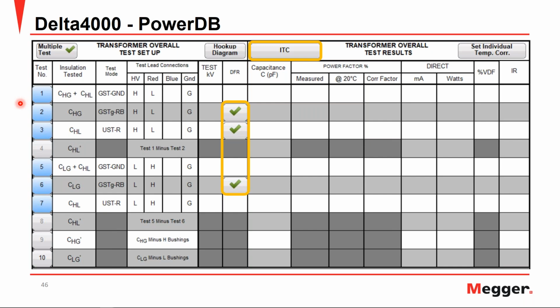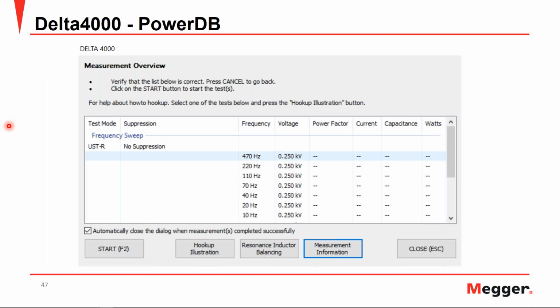Now, if we want to perform a test, for instance, the high to low insulation test, you would click the test number 3 here, and a window similar to this would pop up, which is your measurement overview. Notice the test mode is still the UST. You can see down bottom that we have options to start. We can look at the hookup diagram, and then notice that on our frequency, we have multiple frequencies selected to be tested, just showing that we are utilizing the narrow band dielectric frequency response.